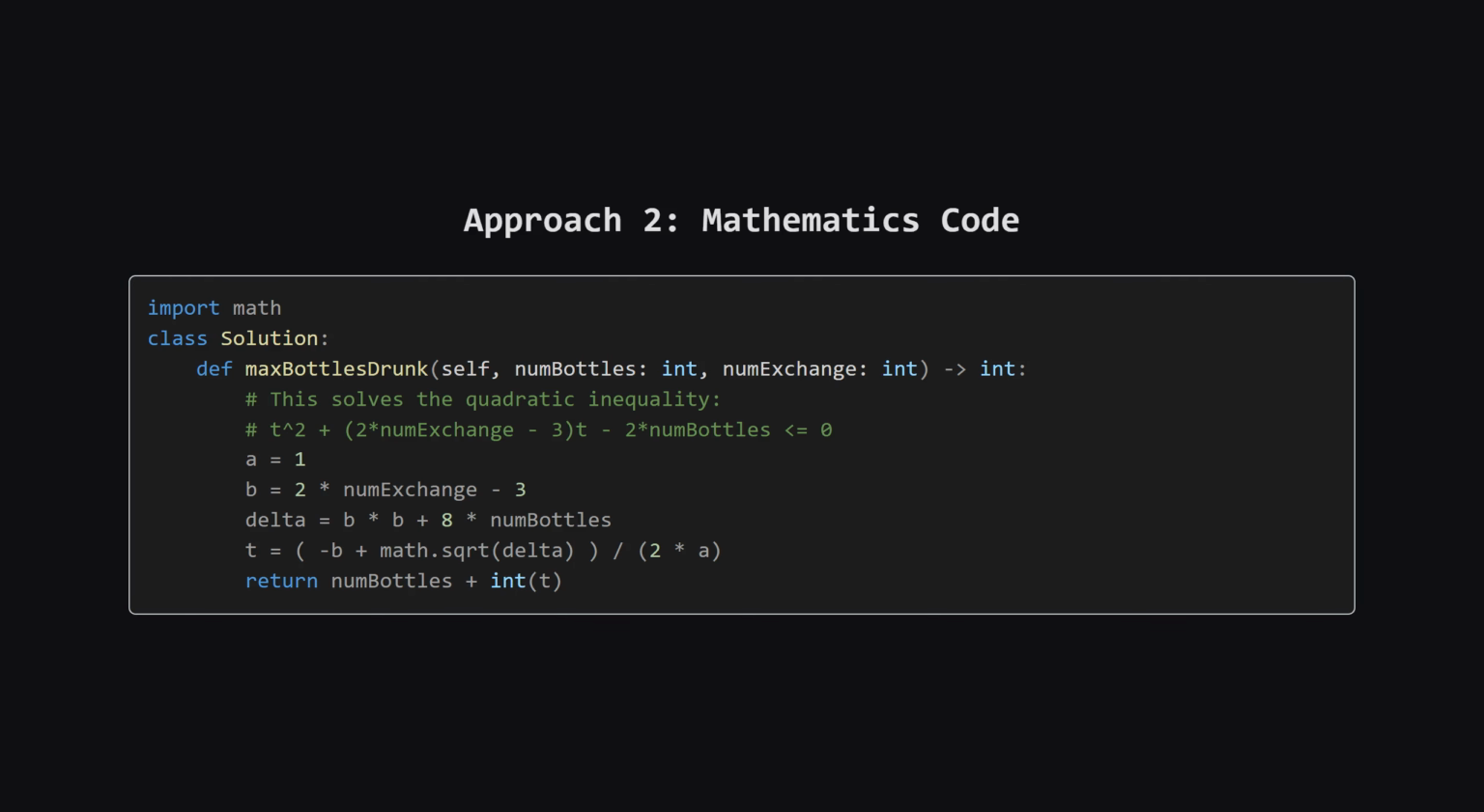And here's the code. It looks a bit like magic, but it's just the quadratic formula in action. It calculates the coefficients, finds the root of the equation, which represents T, the number of exchanges, and then adds that to our initial num bottles. No loops, just a direct formula.